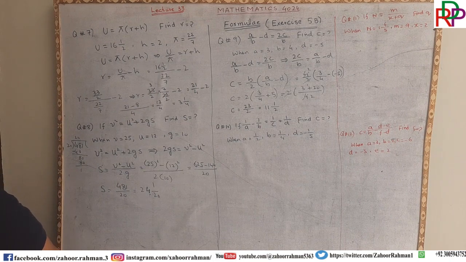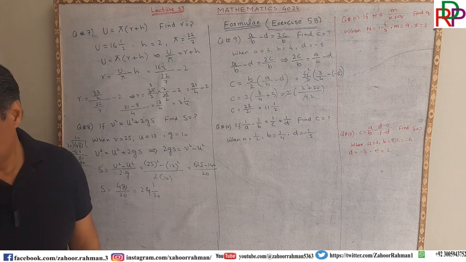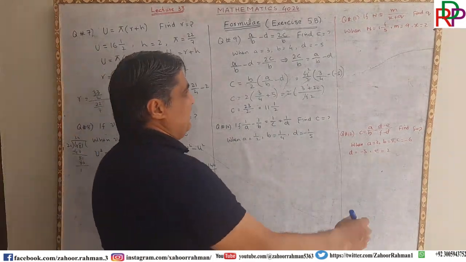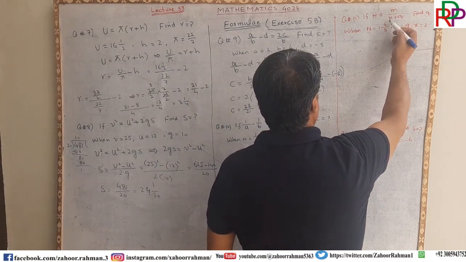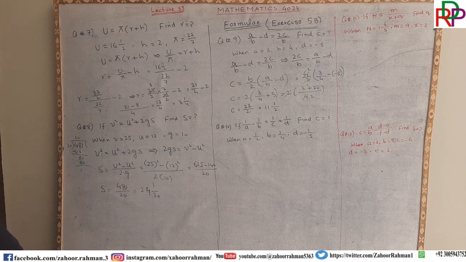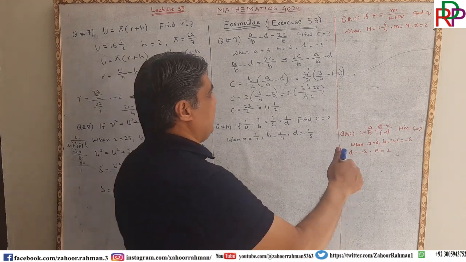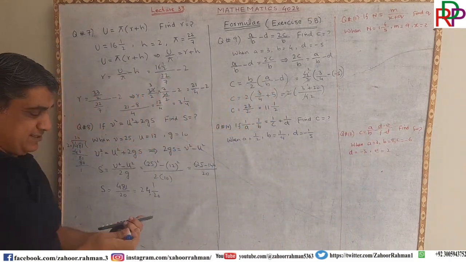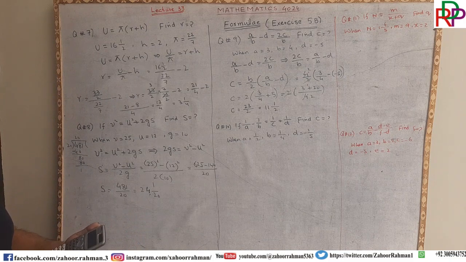Now the next question is question number 11, which says n is equal to m whole divided by n, m into x plus q. Yes, it is x. I was confirming whether it is n or x. So they are saying find q.